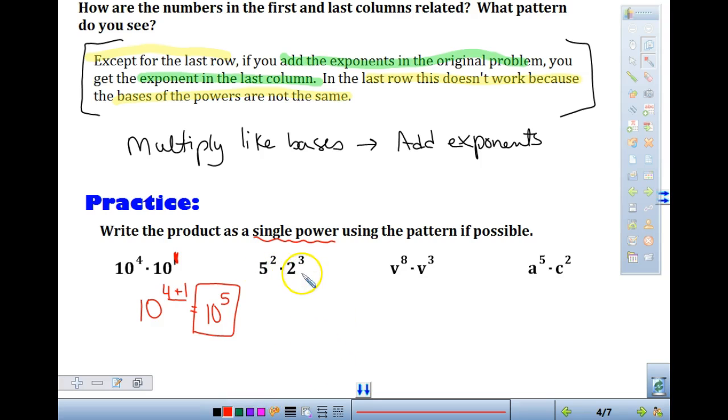So 5 to the 2nd, 2 to the 3rd. Is it possible? Not possible.